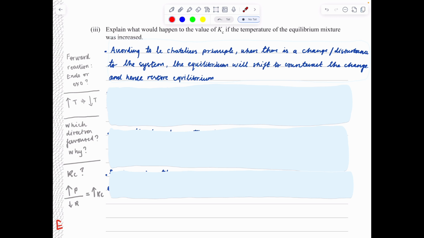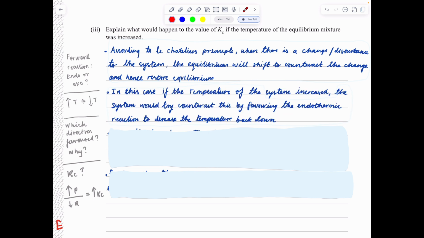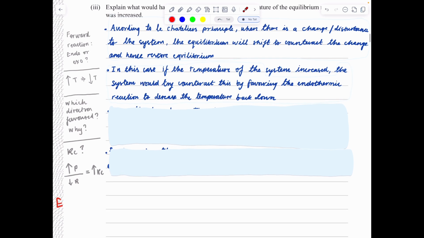So I've referred to Le Chatelier's principle here. According to Le Chatelier's principle, when there is a change or disturbance to the system, the equilibrium will shift to counteract the change and hence restore equilibrium. In this case, if the temperature of the system increased, the system would try to counteract this by favouring the endothermic reaction to decrease the temperature back down. So I've given an explanation, which is quite general, but it's important to link it to the context.